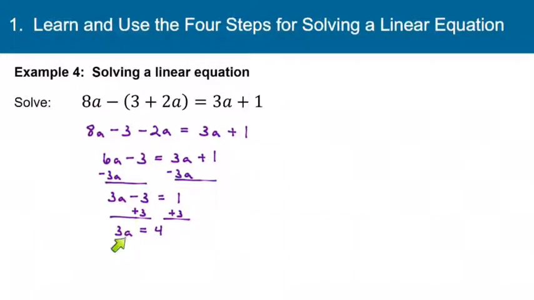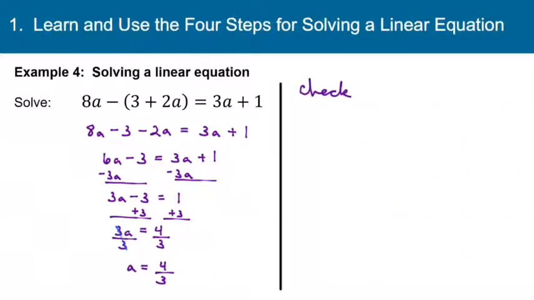And now for step 3, we'll isolate the variable, so we'll eliminate this 3 coefficient. We'll divide both sides by 3, and that's going to give us a equals 4/3.